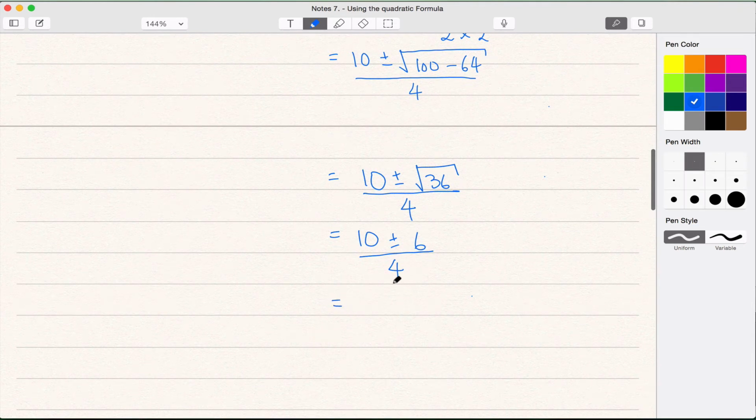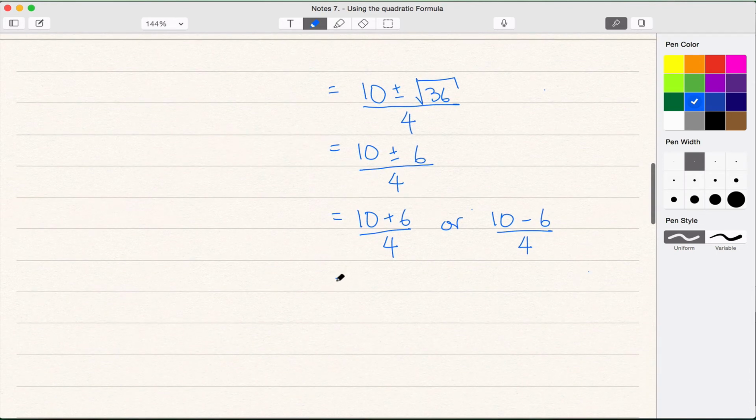And now we can break it up into our two solutions. 10 plus 6 divided by 4, or 10 minus 6 divided by 4. Let's keep simplifying. 10 plus 6 is 16 on 4, or 4 on 4, which equals 4 or 1. So there's our two solutions, 4 or 1. That's x equals, remember right at the top we had x equals, that big long formula.